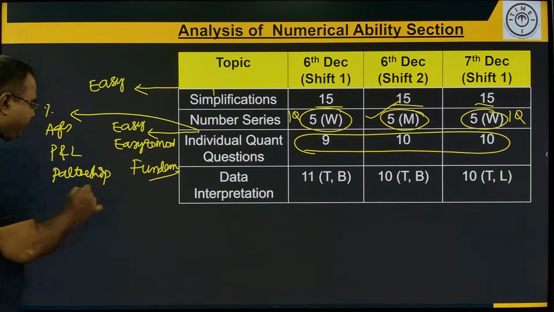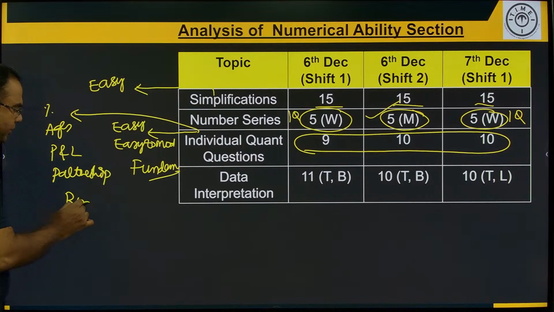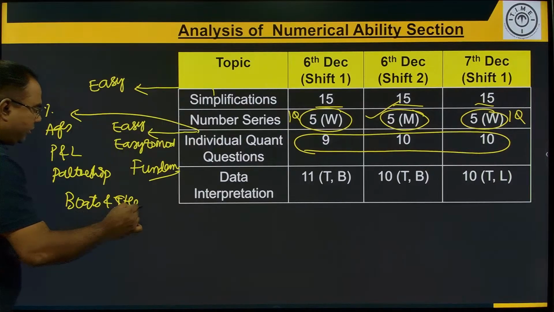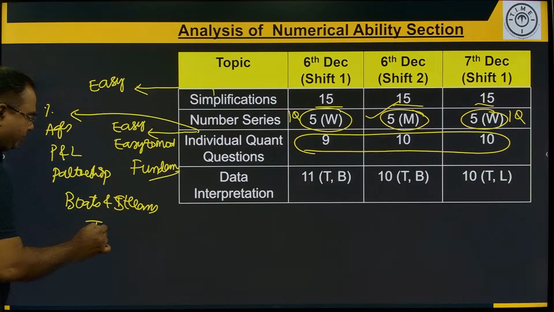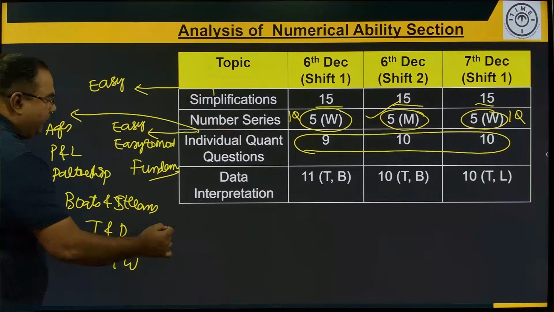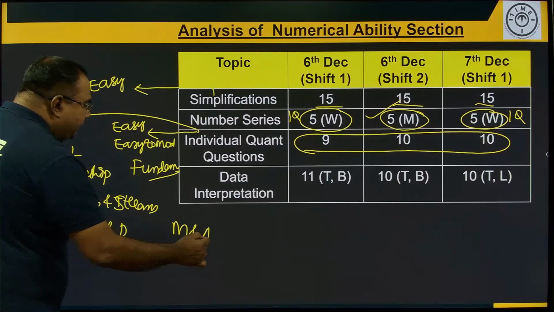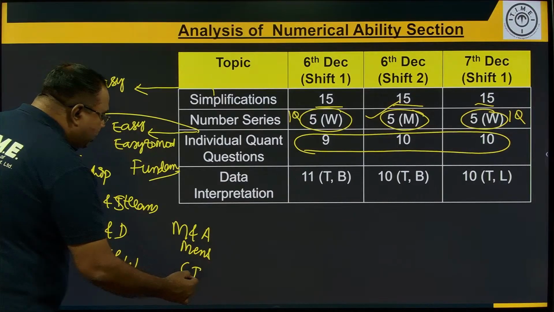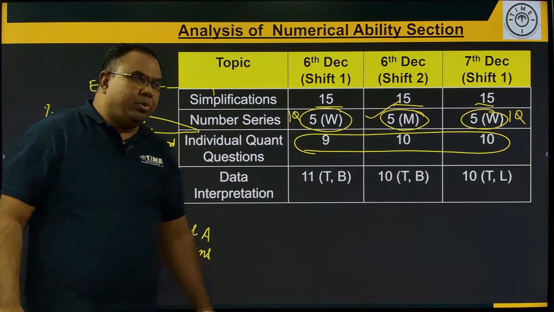There were questions on boats and streams, direct time and distance, time and work, mixtures and allegations, and mensuration. And there was one question in almost all the slots. Most of the slots had a compound interest question.